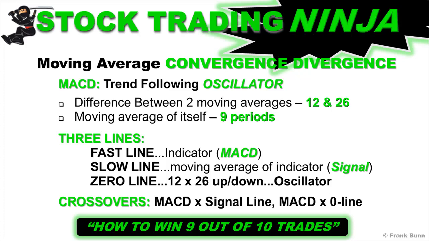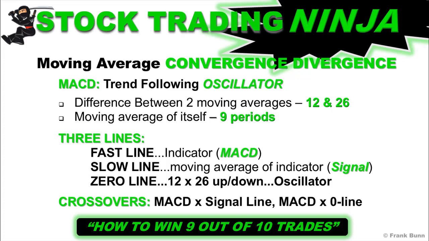So the MACD has three lines then. The first is the indicator itself. The second is the slow line, which is the moving average of the indicator, also called the signal line. And the third line is the zero line, around which the MACD and the signal oscillate. Now that we have the component logic, there are two ways this indicator produces crossover signals: when the indicator crosses either its lagging signal line or when it crosses the zero line.